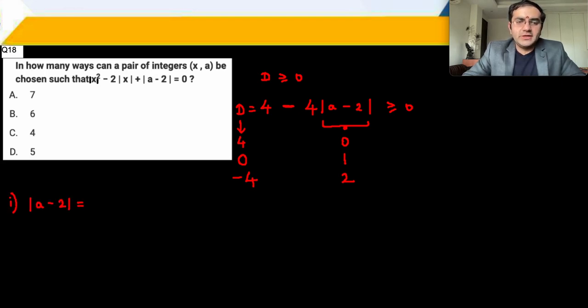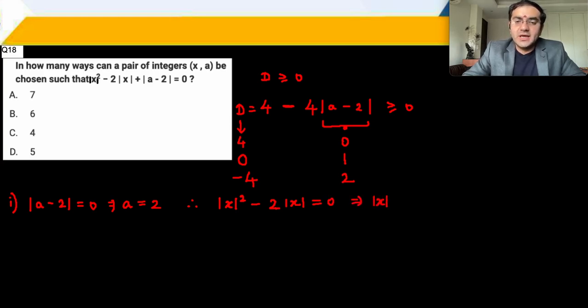Let's say that mod a minus 2 is equal to 0. That means a is equal to 2. Okay? If a is equal to 2, let us put it back into the original equation. You get mod x square minus 2 mod x, and a equal to 2 will make the 2 minus 2 zero. So this becomes equal to 0.